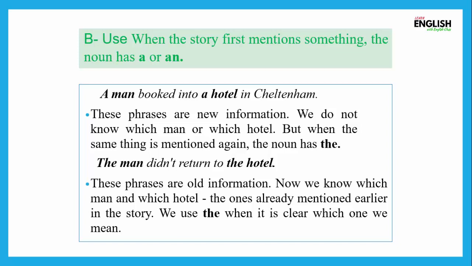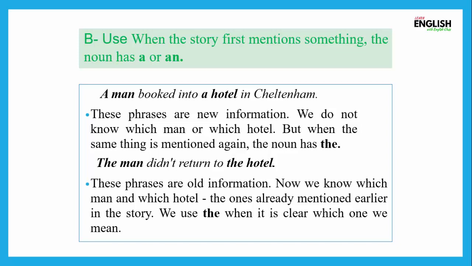B. Use a or an when the story first mentions something. The noun has a or an. A man booked into a hotel in Cheltenham. This means that these phrases are new information. We don't know which man or which hotel, but when the same thing is mentioned again, the noun has the. The man didn't return to the hotel. These phrases are old information. Now we know which man and which hotel, the ones already mentioned earlier in the story.